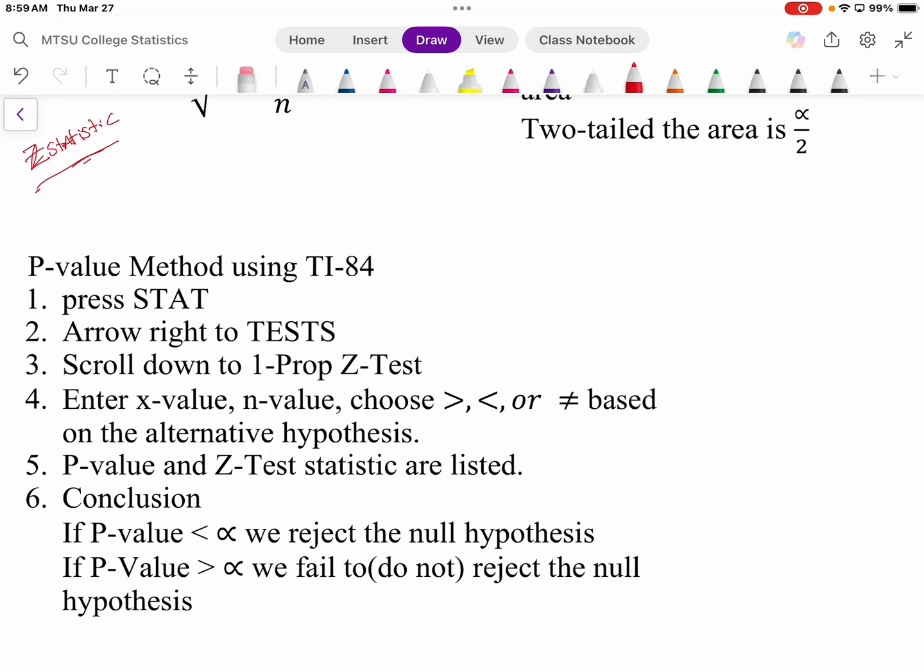choose the appropriate inequality symbol based on what's stated in the alternative hypothesis. And then again, based on yesterday's lesson, if the p-value is less than whatever the alpha is, we reject the null hypothesis, meaning there is convincing evidence to support the claim in the alternative hypothesis. If the p-value is greater than whatever the alpha is, 1%, 5%, or 10%, we fail to reject the null hypothesis. There is not convincing evidence to support the claim in the alternative hypothesis that's stated.